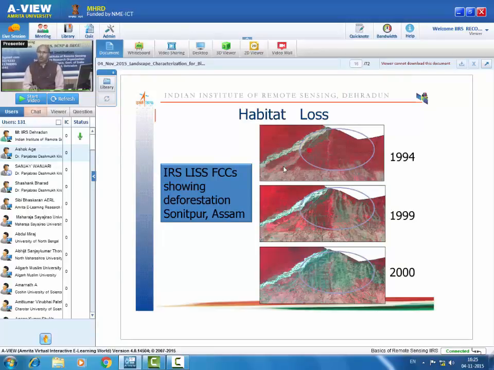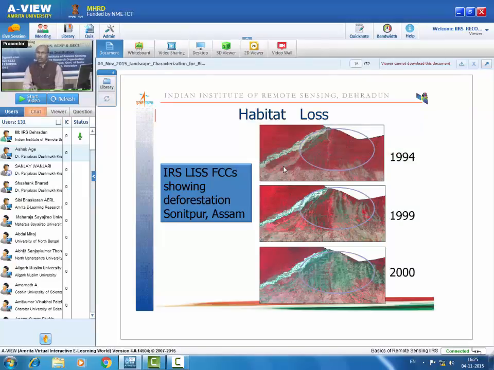This is an example of Sonitpur district in Assam. Look here, you now understand what is red. Red is all very high quality vegetation. You can see its texture is very good, very smooth, which says that it was dense forest in 1994.